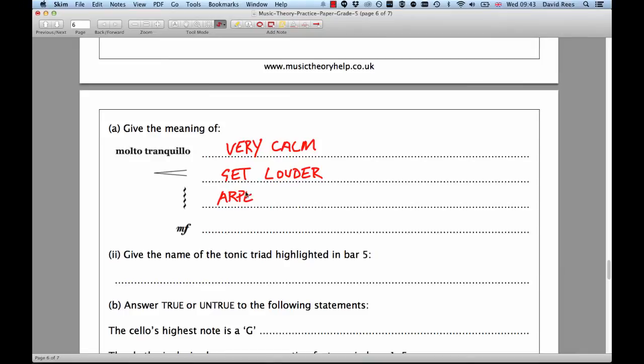An arpeggio actually comes from Italian and it just means like a harp. Harps are really great at playing beautiful kind of broken chords in that way, and so when we try and imitate that sound on the piano or on another instrument, we call that arpeggio.